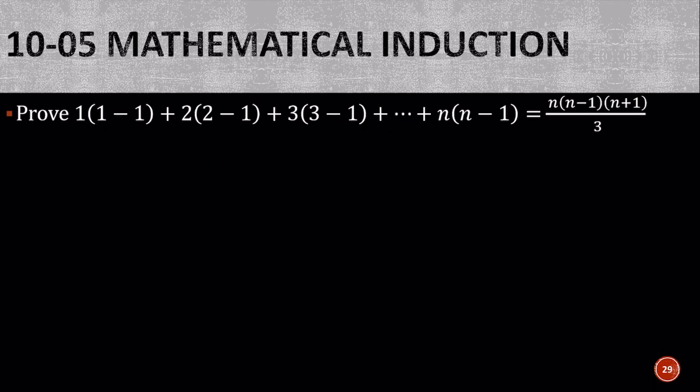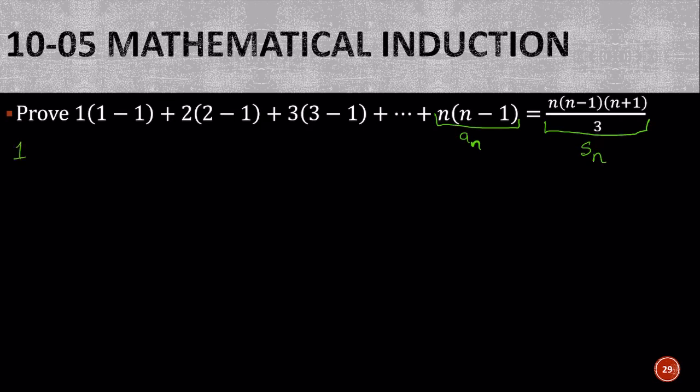Let's try another one. So we're going to prove this formula. Again, the left side are all the terms. So n times n minus 1 would be the formula for an. And when they're all added up, we get the thing on the right, which is our sum formula. So that'd be Sn.